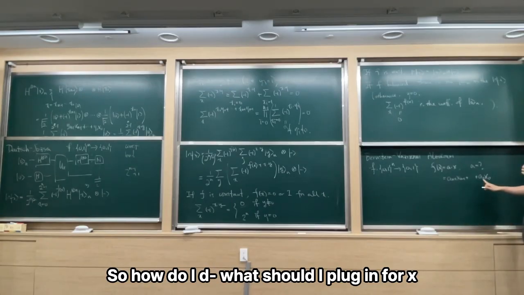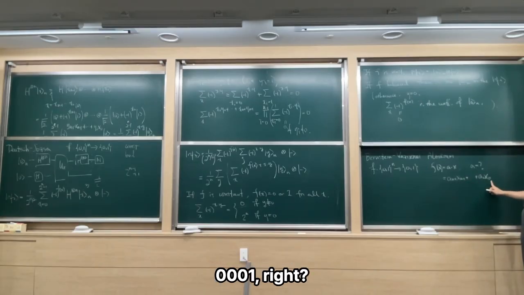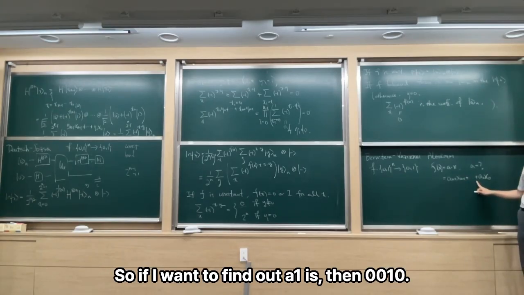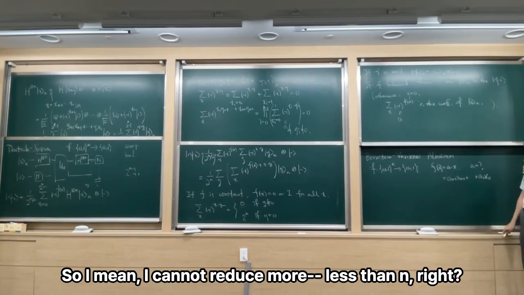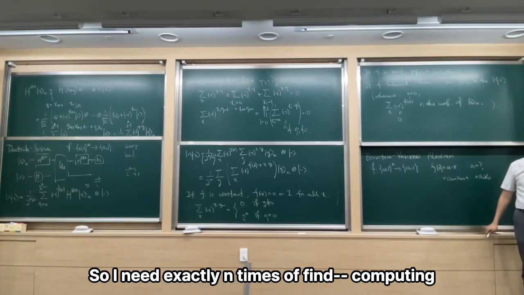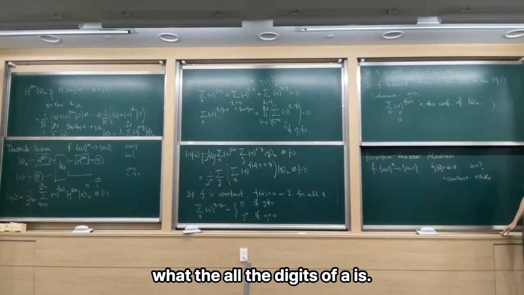So what should I plug in for x if I want to find out what a0 is? Yes, 0, 0, 0, 1, right? And if I want to find out what a1 is, then 0, 0, 1, 0. So how many times do I need to do this? n, right? I cannot reduce it to less than n. So I need exactly n computations of the function to find out all the digits of a.